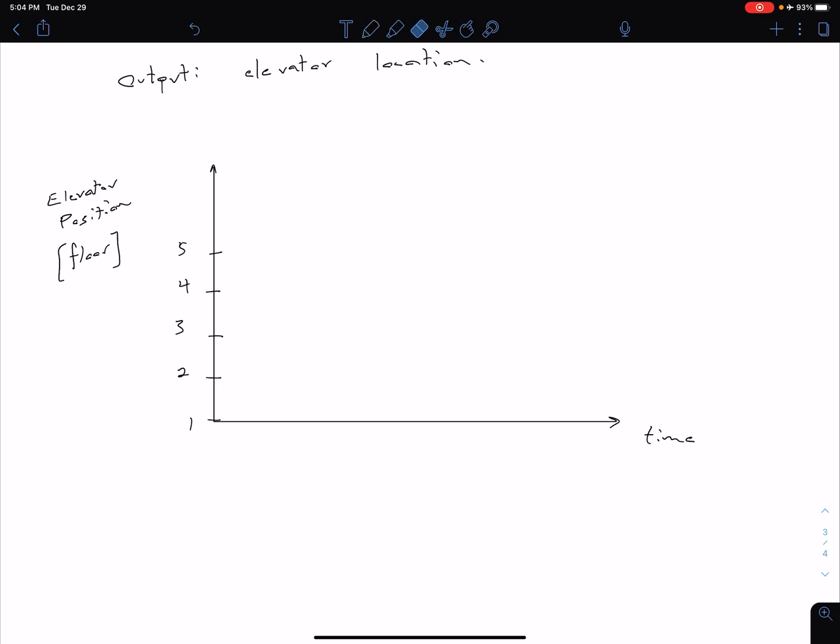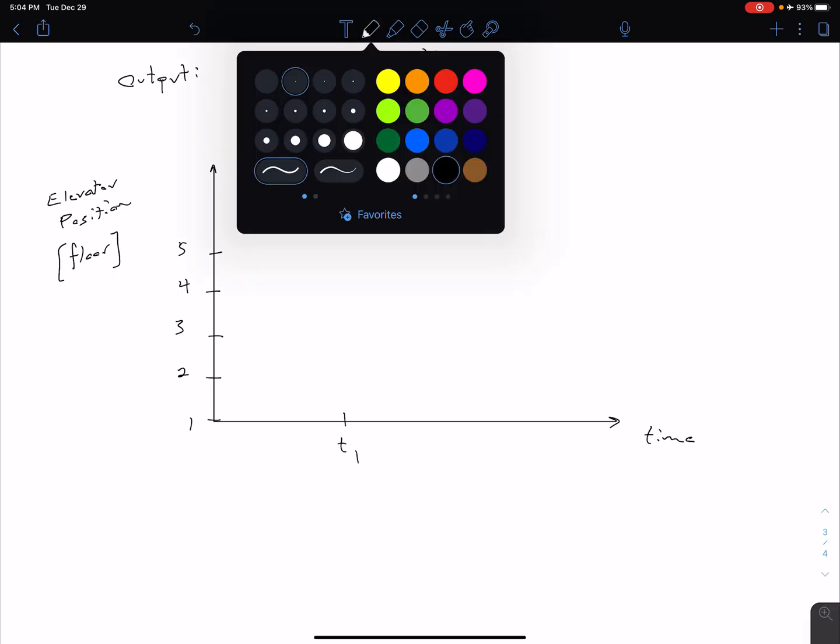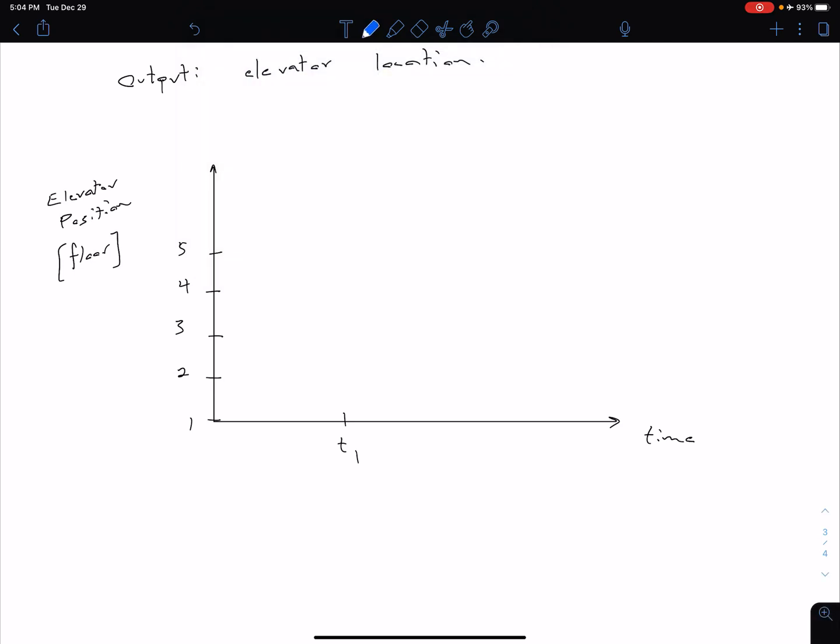We don't necessarily even need to specify units, but let's say we're interested in 2 instances in time. We get in the elevator and then at some time, T1, we push a button to take us from floor 1 to floor 4. Initially we're down here at floor 1, and then at time T1 we say we want to go to floor 4, so we've pushed that button. So this is what our input curve is looking like. So here's our input.